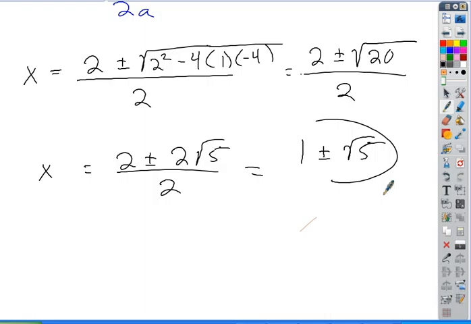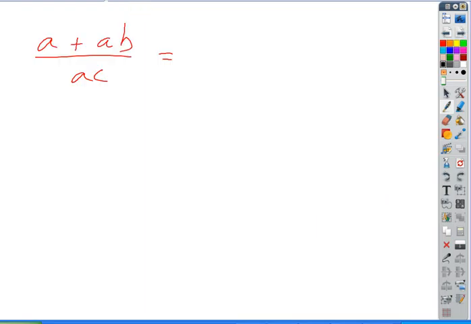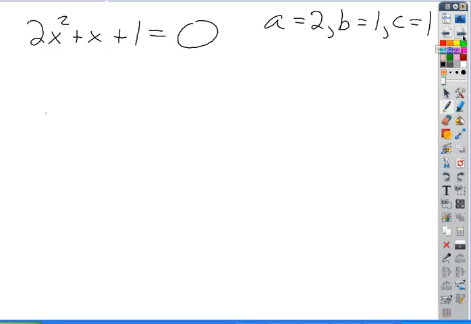Okay. And you know, we won't do another one, but it's no big deal. If you want to go a step further than that, we could do something like this very easily, couldn't we? I mean, it doesn't matter if a is bigger than 1. It makes no difference. The quadratic formula works either way. Okay? All right.